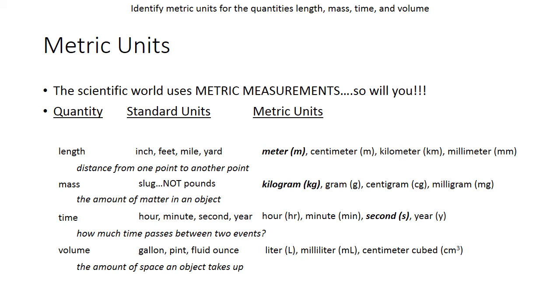Metric units would be something like the liter, the milliliter, or the centimeter cubed. Notice the centimeter is a unit of length, whereas centimeter cubed, where we multiply it 3 times, becomes a cubic unit: length, width, height. That becomes a unit of volume. So we can turn a length unit into a volume unit by making it cubic, by multiplying it by itself 3 times.